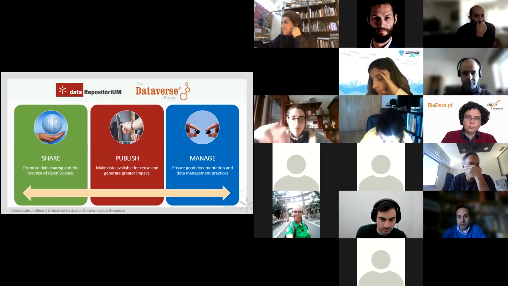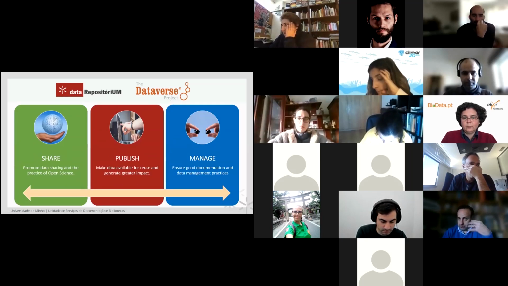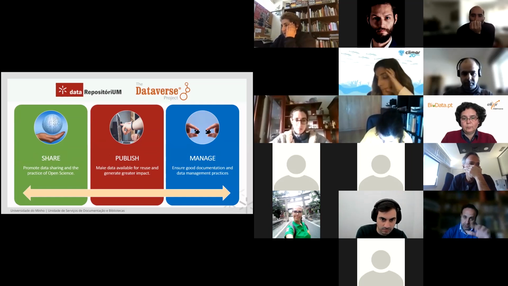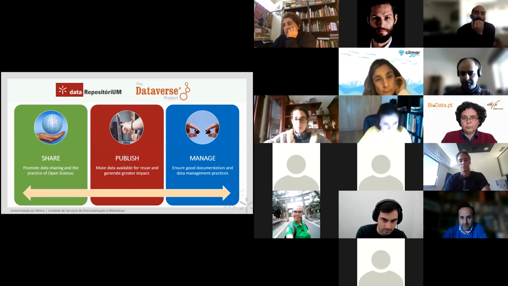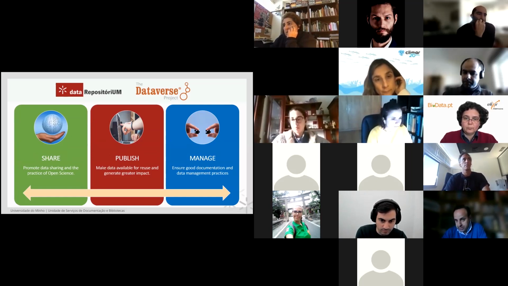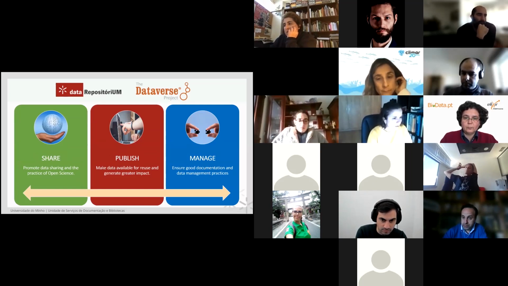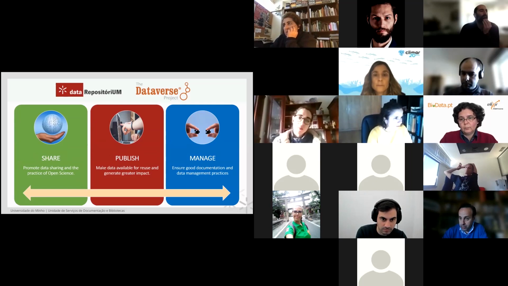What we have in Minho, I'm just presenting the University of Minho repository as an example of an institutional repository, an interesting solution. Usually we present it to share, to publish, and to manage. It's not a storage service, but it can help to manage the data and to ensure good documentation and good practices. How?